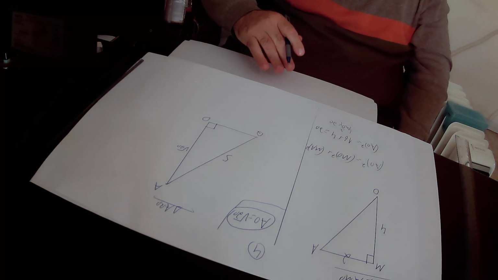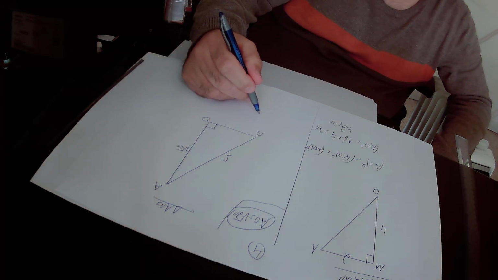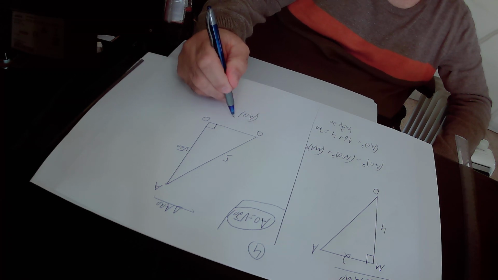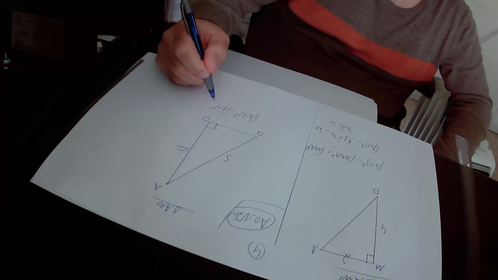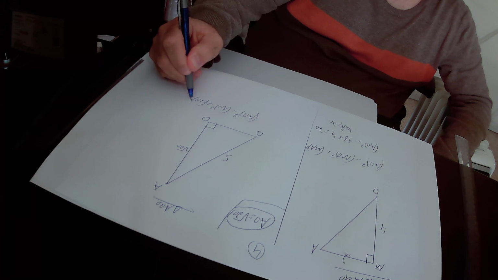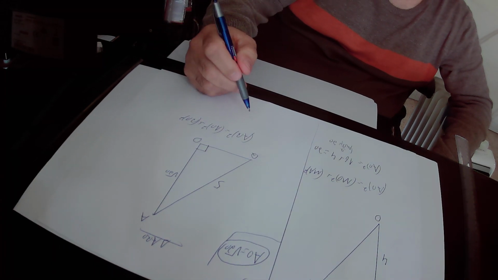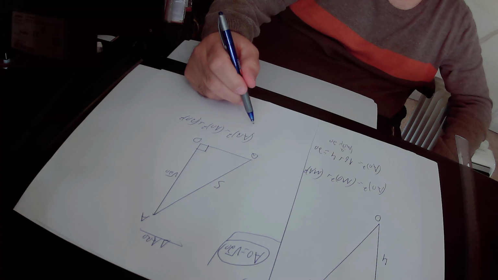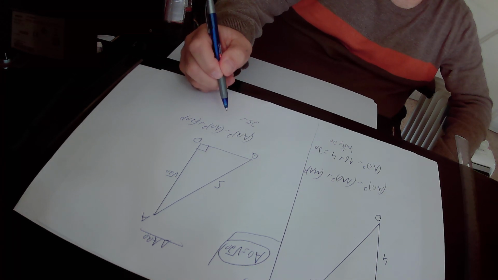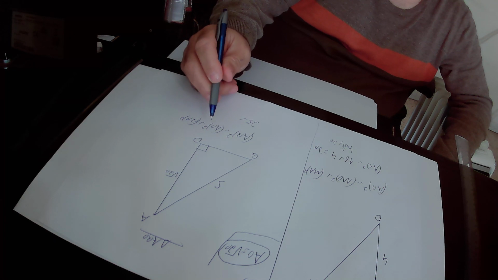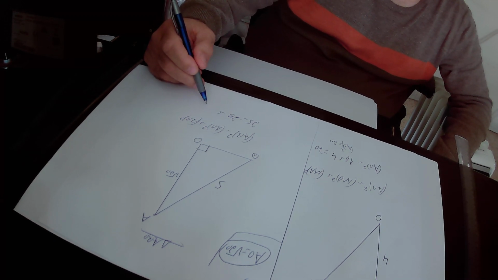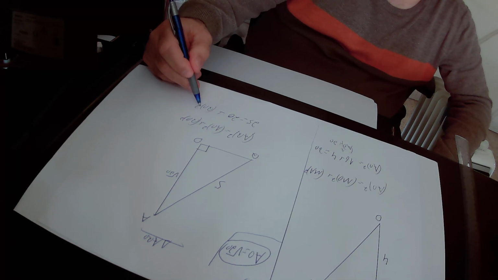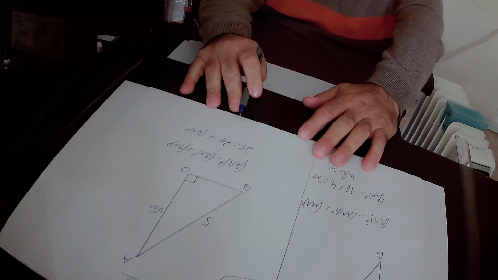According to the Pythagoras theorem, AQ squared, the square of the hypotenuse, equals AO squared plus QO squared. AQ equals 5, therefore AQ squared is 5 squared, that is 25, and it equals AO squared, which is 20, since the square root of 20 squared is 20, plus QO squared.